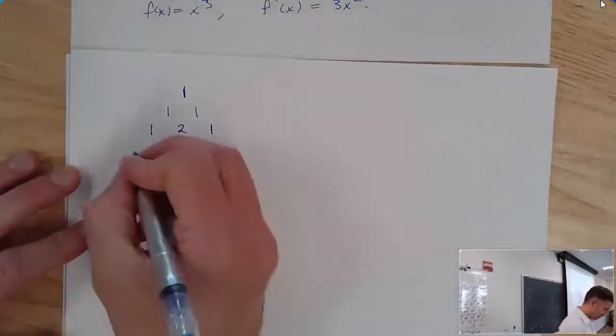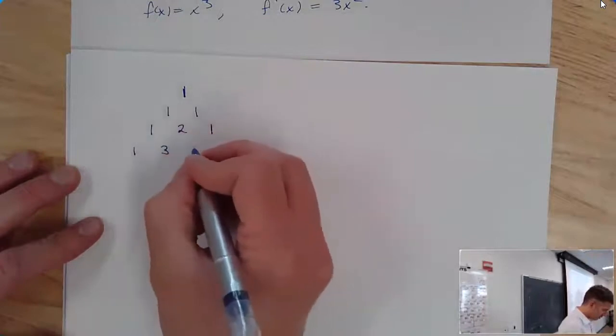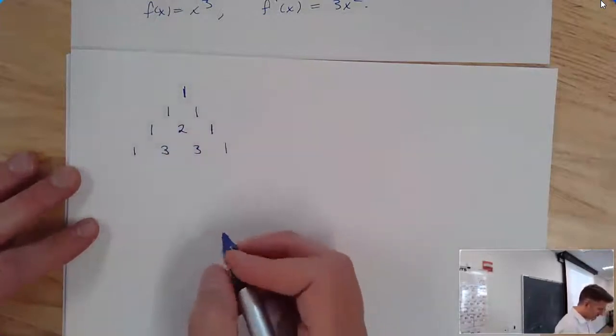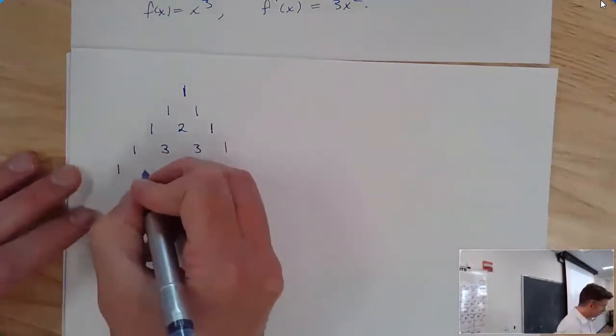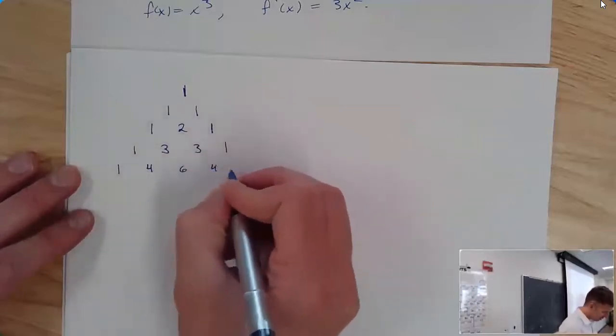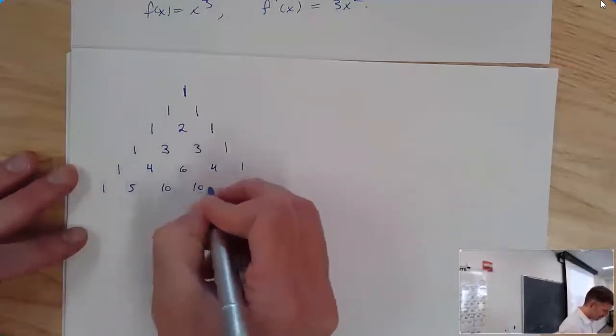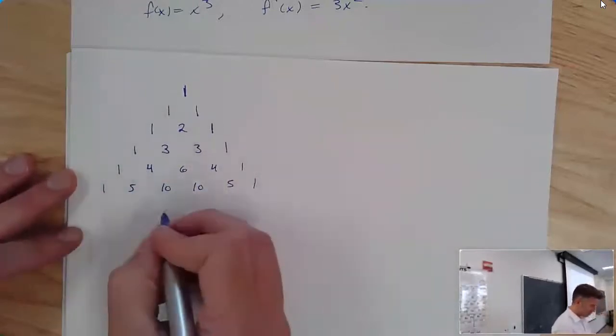And then the next row, I'm going to get a 1, and then a 3, because 1 plus 2 is 3, and then another 3, and then a 1. And then the next row, I'm going to get 1, and then what? And so on. Next row, 1, 5, 10, 10, 5, 1, and so on and so on. Keeps going.